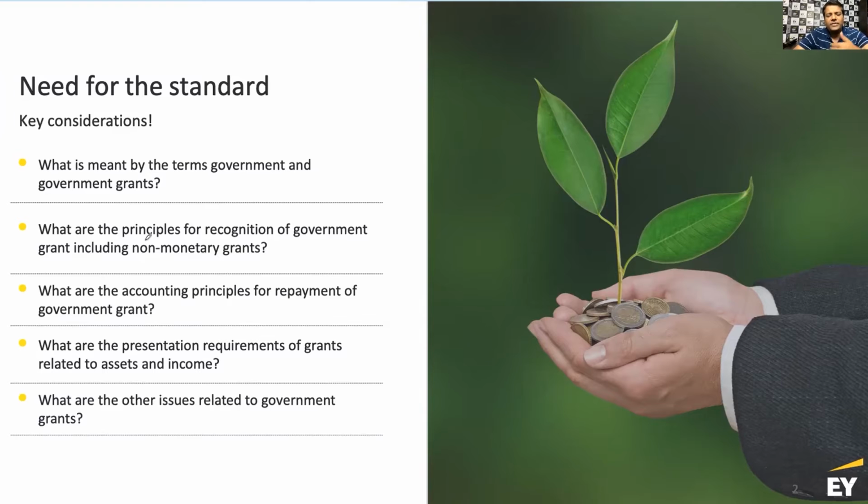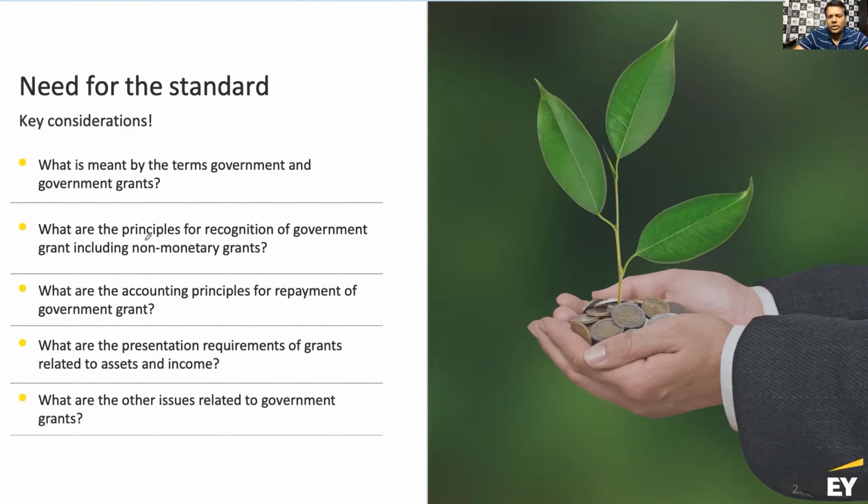Of course, if organizations give to the government, then it is either in the form of taxes or in the form of penalties, and so on and so forth. There are separate standards which deal with that. Here we are talking about when you are actually in receipt of an incentive from a government authority, whether it's federal or state.